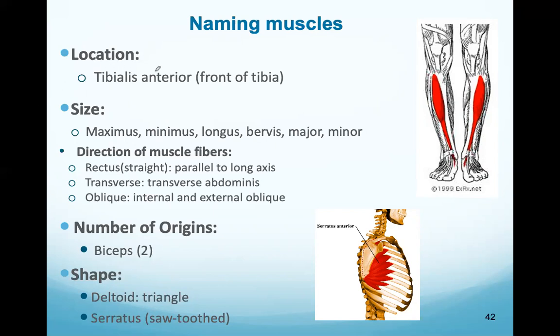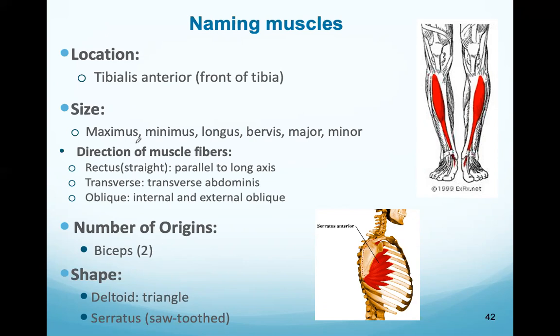Hence the location. We can categorize the muscles based on their size, such as maximus and minimus, longus and brevis, major and minor. A few examples for that, even though it's not written here: we have pectoralis major and pectoralis minor. We have gluteus maximus and gluteus medius. You have extensor carpi radialis longus and extensor carpi radialis brevis, which basically means long and short.